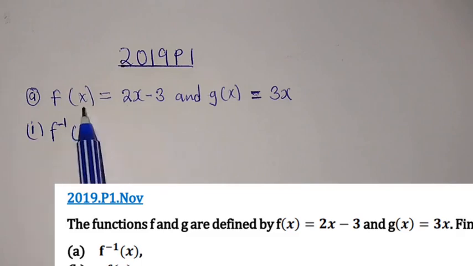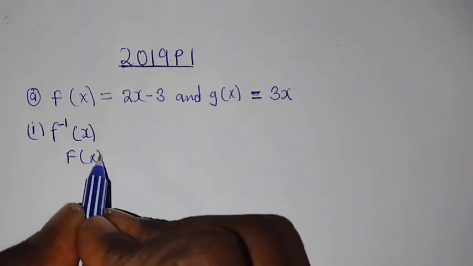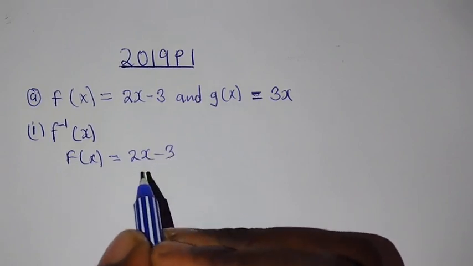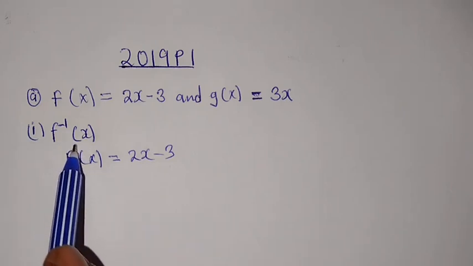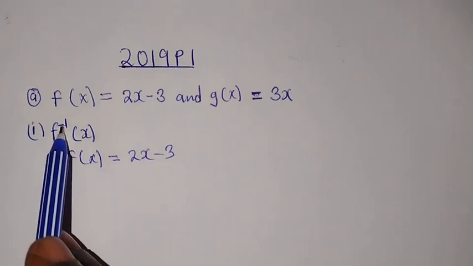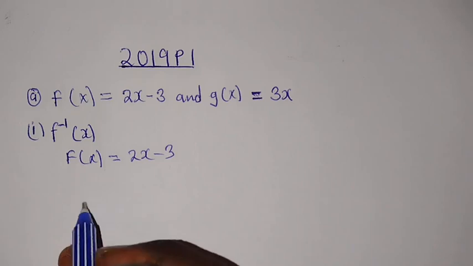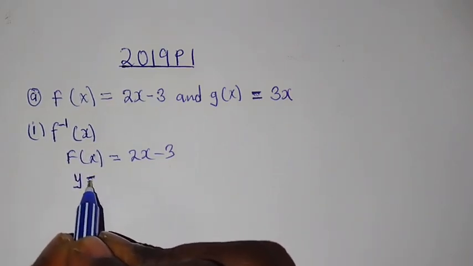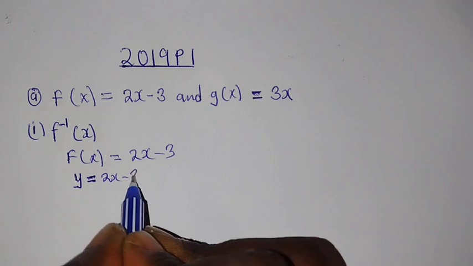So the function f(x) is this one. Okay, so we are going to write our function, which is f(x) is equal to 2x minus 3. So after writing this function, now we need to find the function inverse. So f with a power of -1, this is read as the function inverse. So to find the function inverse, you need to introduce a variable. In this case, I'll introduce a y. Then I'll write 2x minus 3.